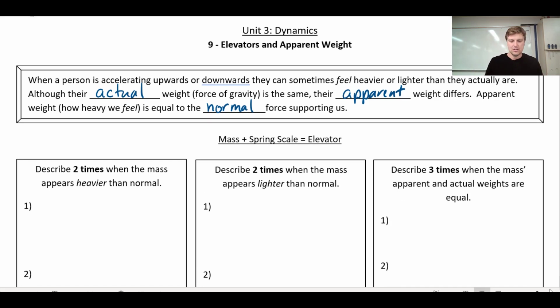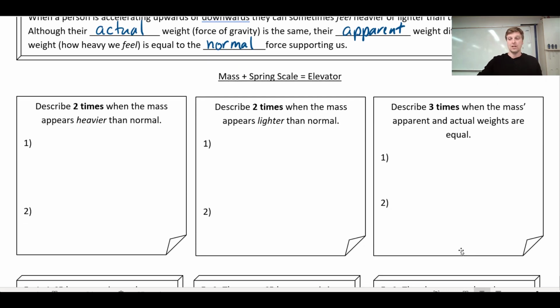One way to visualize this is to imagine you've got a spring scale, and lucky you, you don't have to imagine. If I've got a spring scale and a mass attached to it, obviously if I just sit there and don't do too much, the weight measured by the spring scale is equal to the supporting force, which is equal to the actual weight of the block or of the object. But in certain situations, if I accelerate one way or another, I can get that value to change.